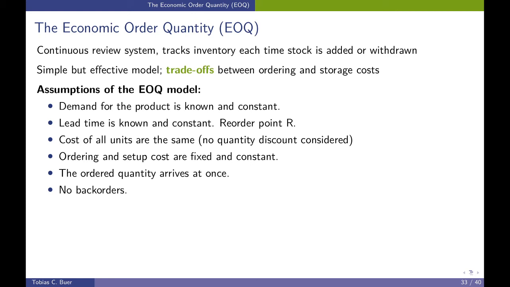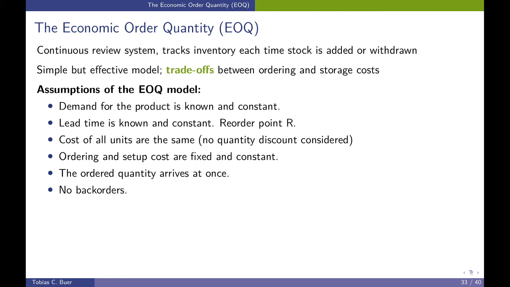And the ordered quantity arrives at once. So if we order 1000 items, all the 1000 items arrive on the same day at our warehouse. The delivery is not split into several deliveries. And we assume we do not have back orders because we know the demand for this item. We are never out of stock, and therefore there's no need to consider back orders.